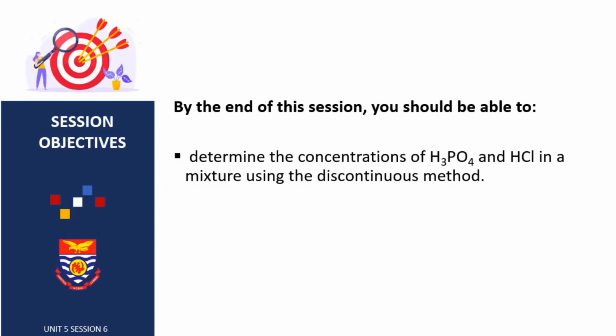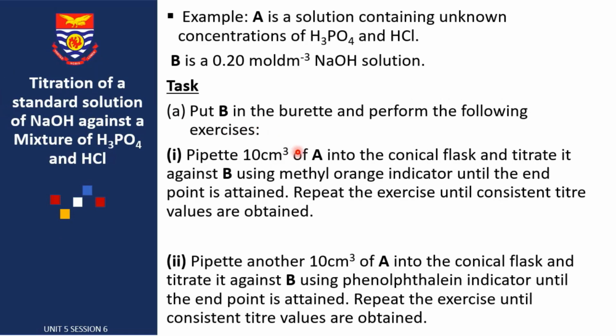By the end of this session, you should be able to determine the concentrations of phosphoric acid and hydrochloric acid in a mixture using the discontinuous method. In the previous session, we used the continuous method. Okay, so here is the problem. Almost like the previous session, but here we are using the discontinuous method.